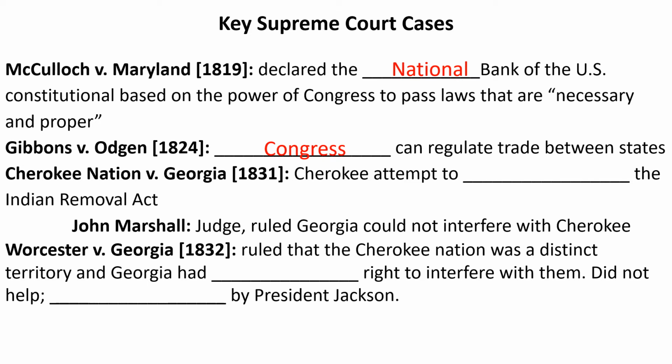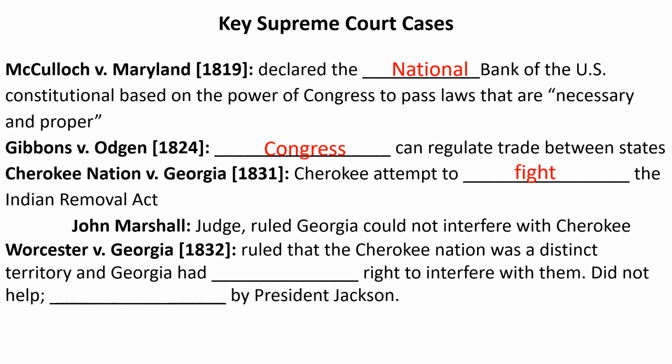Things like that. Now, the next two cases are very important because they really tie together, kind of like the civil rights cases in the 60s. This is the first one, Cherokee Nation v. Georgia, which happens in 1831. In this court case, the Cherokee attempt to fight the Indian Removal Act, which we'll get into later.